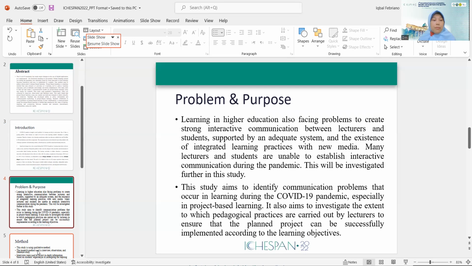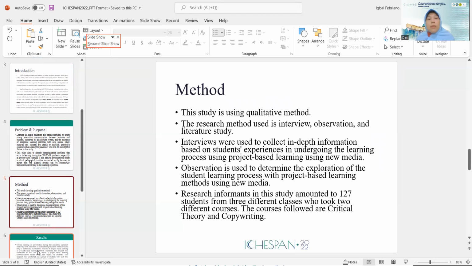learning objectives. Method. This study is using a qualitative method. The research methods used are interview, observation, and literature study. Interviews were used to collect in-depth information based on student experience in undergoing the learning process using project-based learning using new media.